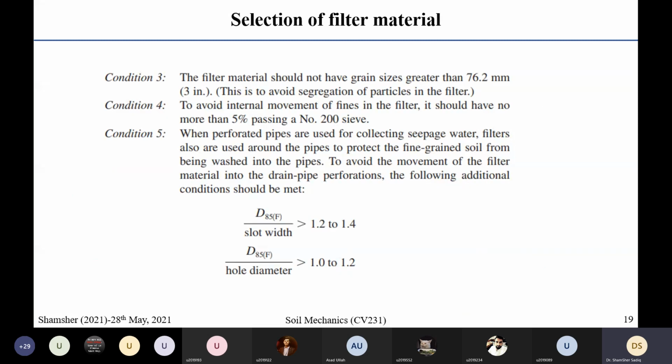Now there are more conditions which have been written in the BM Das book. For example, the filter material should not have grain size greater than 76.2 millimeter, 3 inch, to avoid segregation. In concrete you may have read the meaning of segregation: the heavier particles go to the side and separate, and the lighter particles separate. We want to have a mix of the large particles and the small particles. That is the ideal case, and segregation is when large particles separate and small particles separate. So the PSD curve of the filter material should not contain particles of this size. This is condition 3, you can check that.